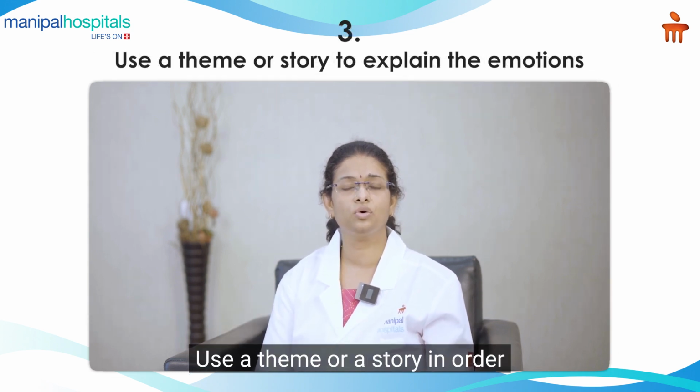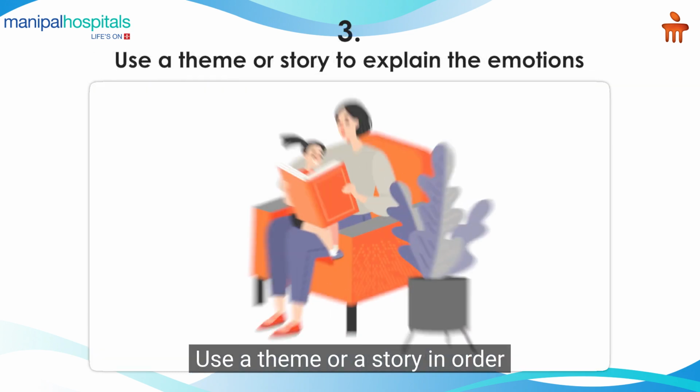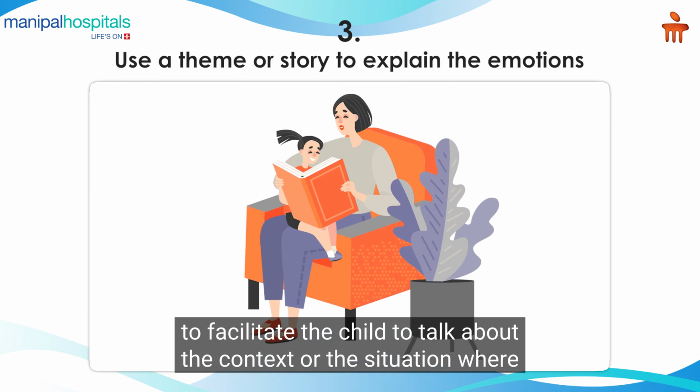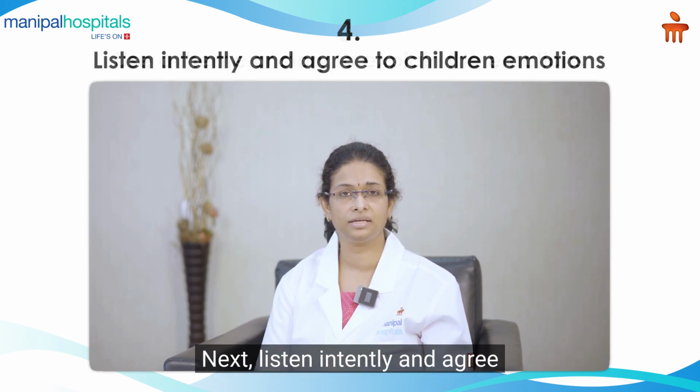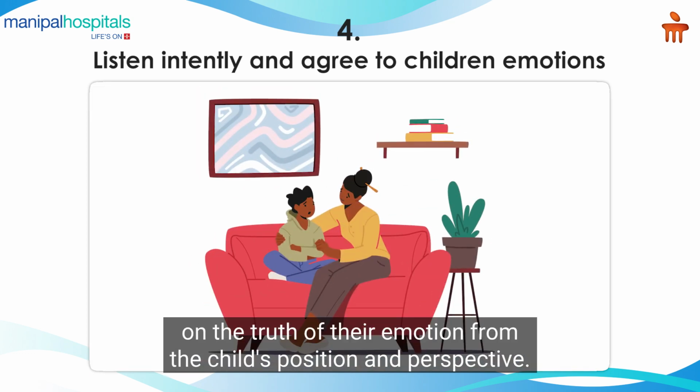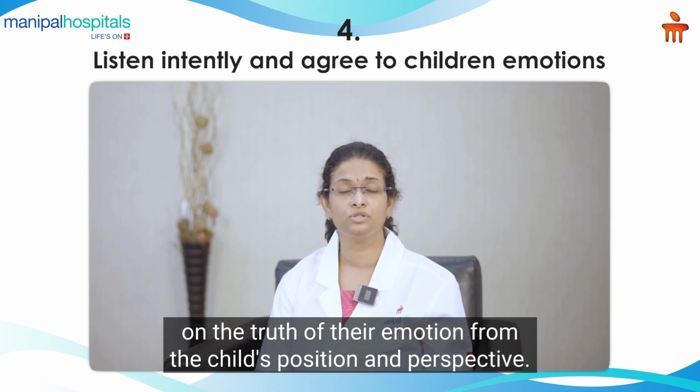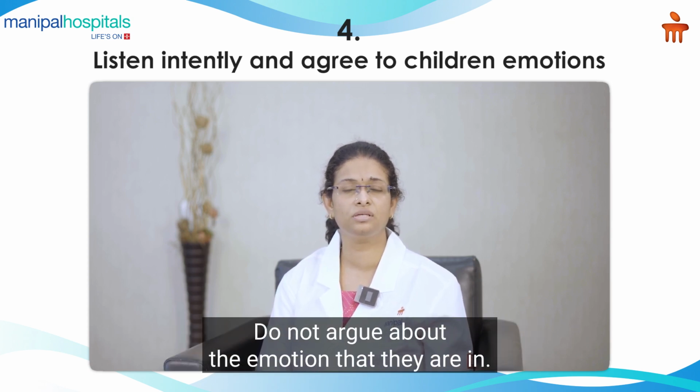Use a theme or a story in order to facilitate the child to talk about the context or the situation where the particular emotion is experienced by the child. Next, listen intently and agree on the truth of their emotion from the child's position and perspective. Do not argue about the emotion that they are in.